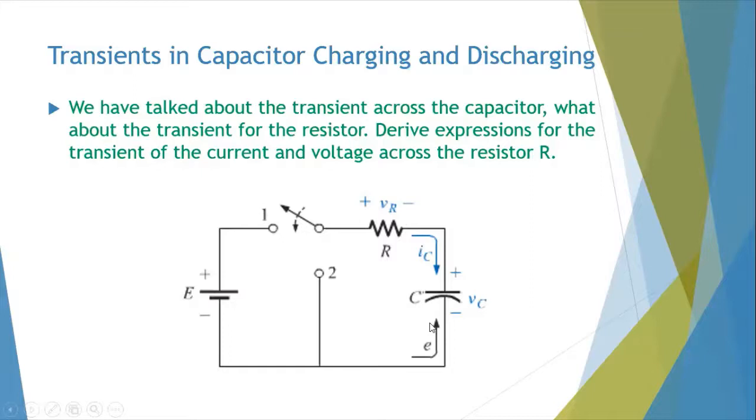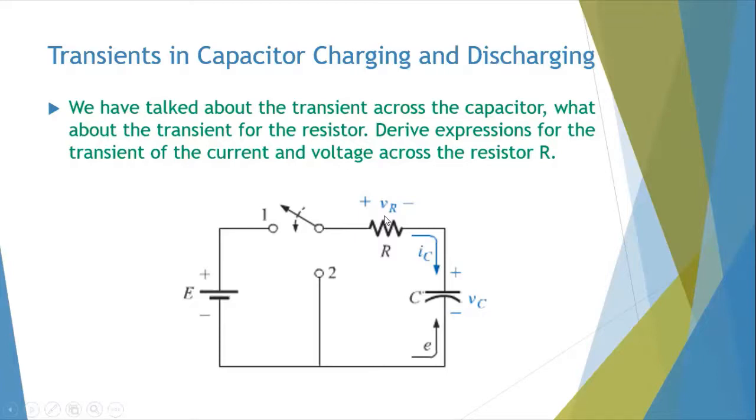So what are we simply saying here? We've understood that VC is going to be E into 1 minus e power minus t over tau. We just wrote the expression for VC. For IC, we use an exponential decay because the initial value of current is large and it tends to 0. So IC is going to be E over R, e power minus t over tau, a decaying function. Now, what about VR?